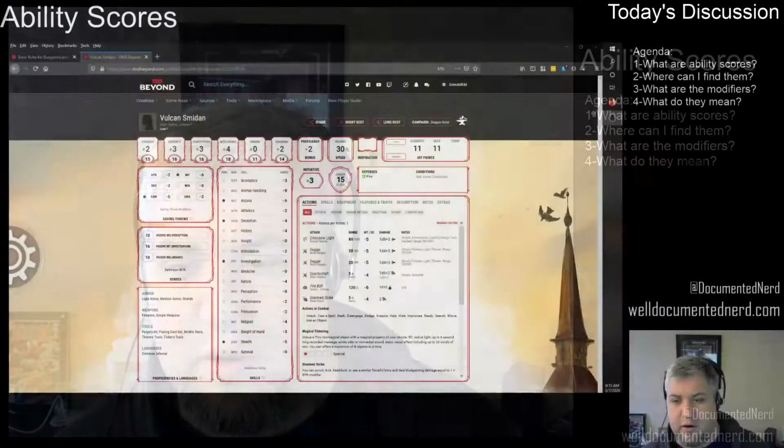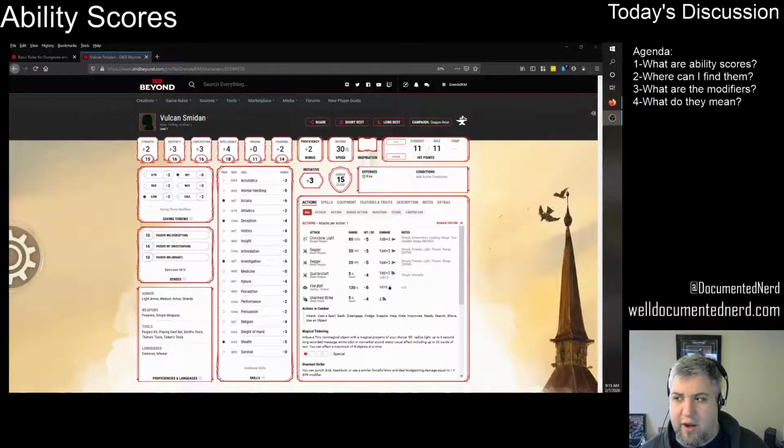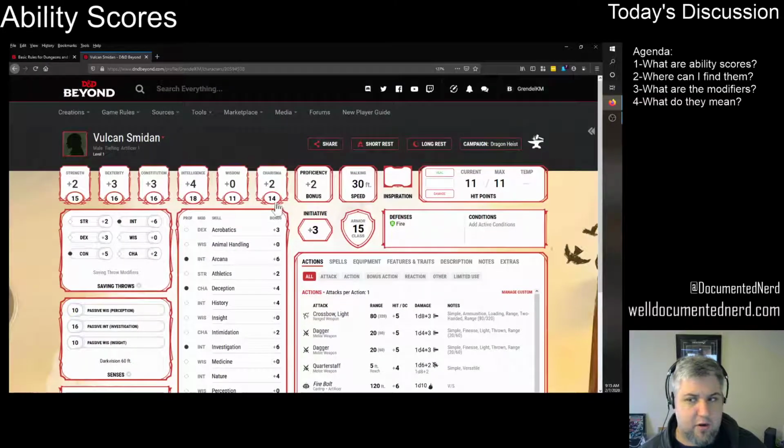So if I jump over here, what you're looking at right now is actually D&D Beyond. This is a character I'm using in a campaign my wife is running. If we look at where these actually come to pass, we're going to zoom in right here to just our one bullet point. These are my ability scores: strength, dexterity, constitution, intelligence, wisdom, and charisma.